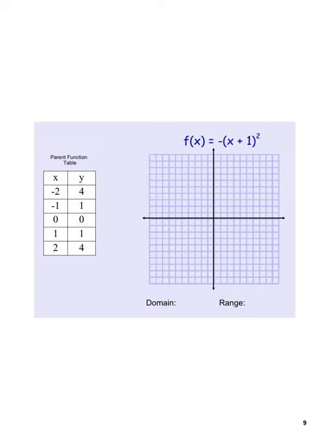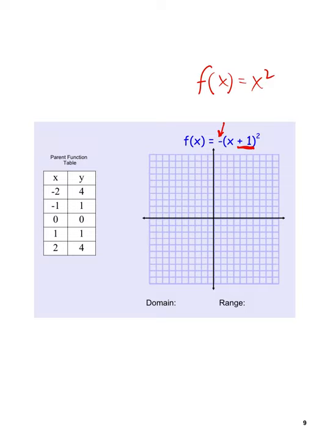All right, so here's another one. Got a couple things in play here. We've got this negative out front, and we've got a +1 here. Okay, so we've got 2 things we need to consider. The parent function here would have been an f of x equals x squared. So we've added that negative out front, which is a reflection. We've got the plus 1 on the inside, which is a translation.